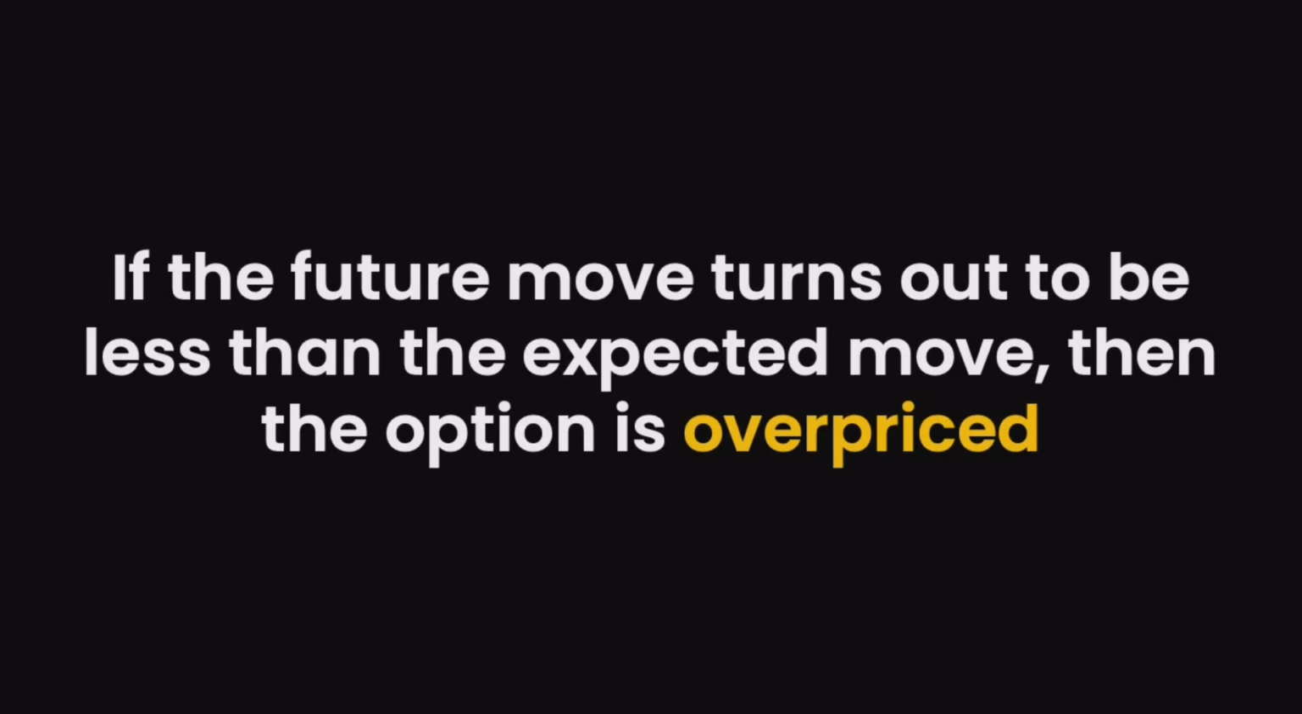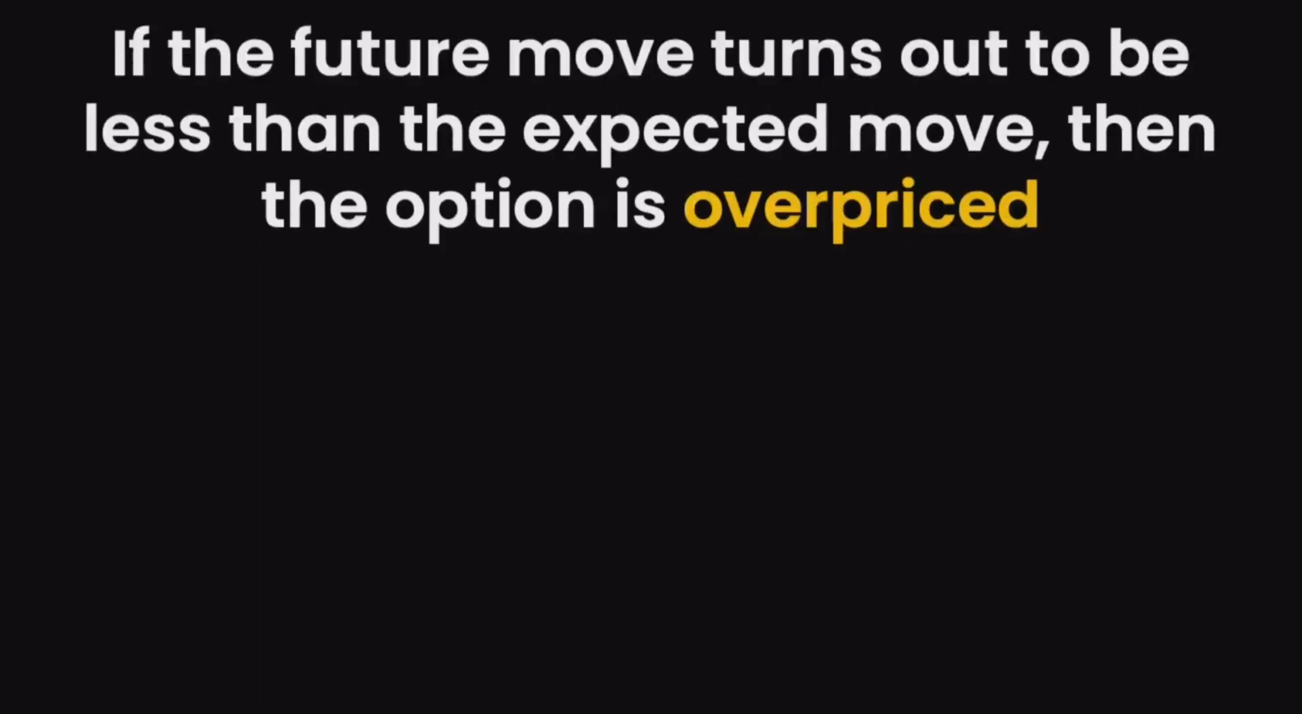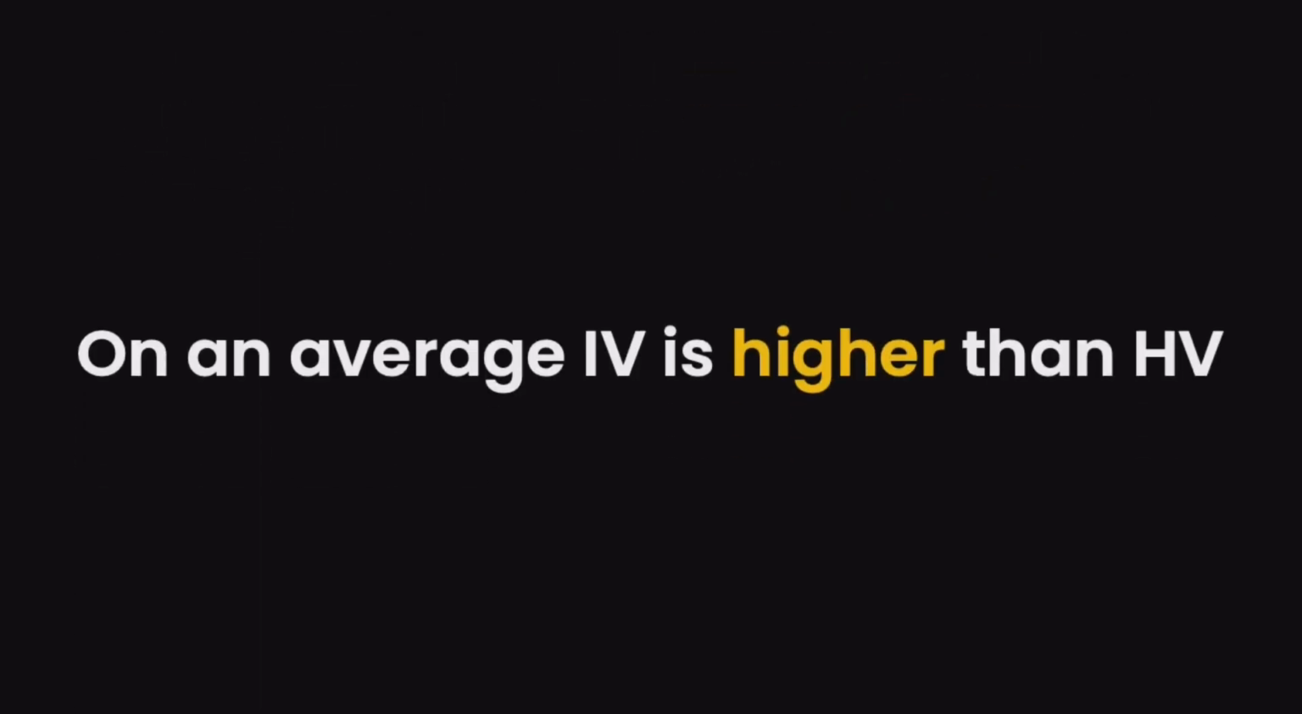If the future move turns out to be less than the expected move, and really this is where everything turns around, then the option is overpriced. On average, IV is higher than the historical volatility. The crucial insight here is that this expectation of future movement is often overstated, much higher than the actual price movement of the underlying asset. So what the market expected to happen, implied volatility, and what actually happened, historical volatility, is different. Implied volatility is higher on average than historical volatility.